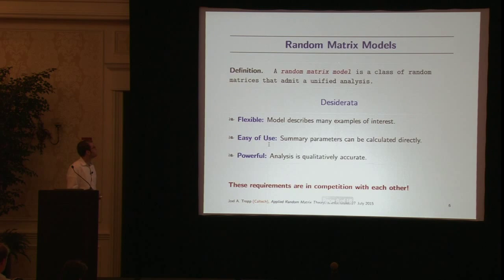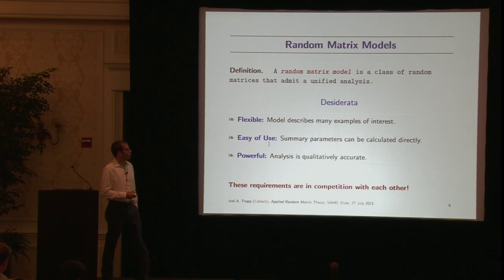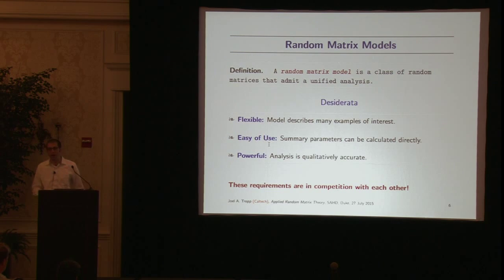So I'm going to define a random matrix model loosely as a class of random matrices that admit a unified analysis, whatever that means. But just think about it as a bundle of random matrices that you can understand all at the same time because they share some kind of structure, some kind of properties.